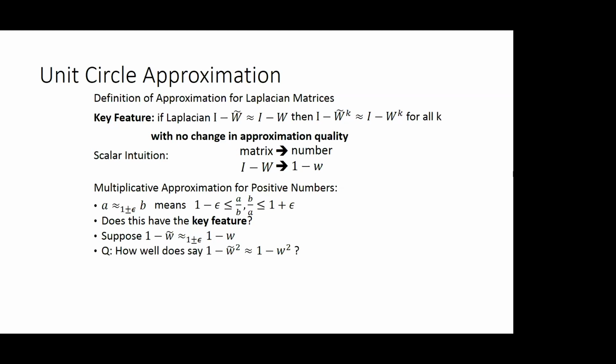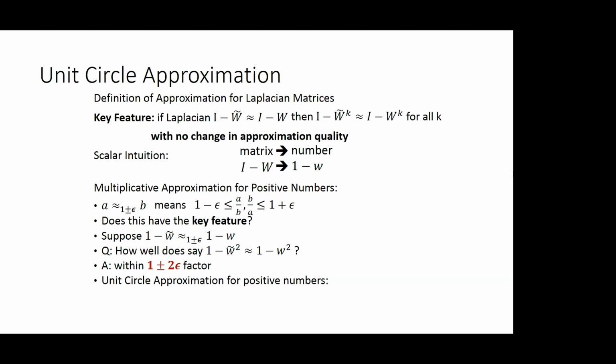It's just numbers, so you can analyze it by just writing things down. What you can show is that even if they approximated each other within a 1 plus or minus epsilon factor initially, when you square them, now they might only approximate each other within a 1 plus or minus 2 epsilon factor. So you're potentially losing a constant factor in the approximation error when you do this. And so unit circle approximation for positive numbers is a stronger notion of approximation that prevents this kind of error blow up from happening.